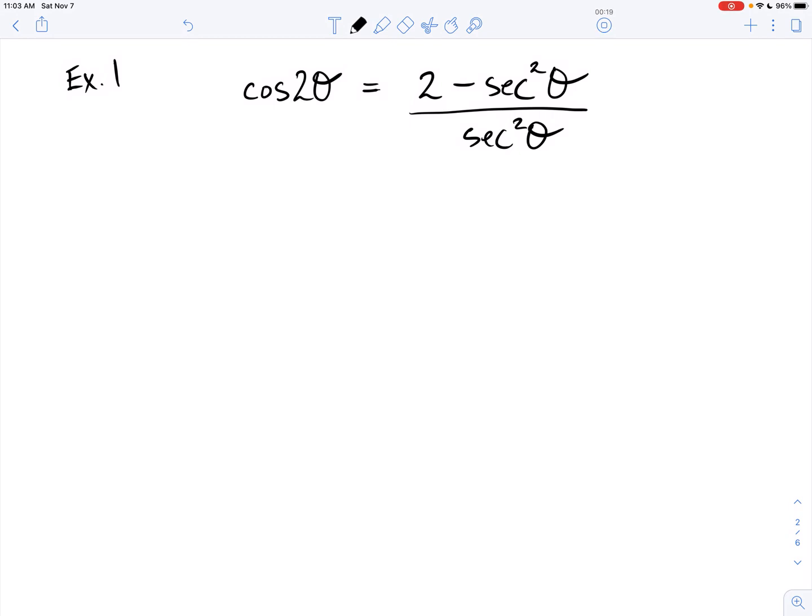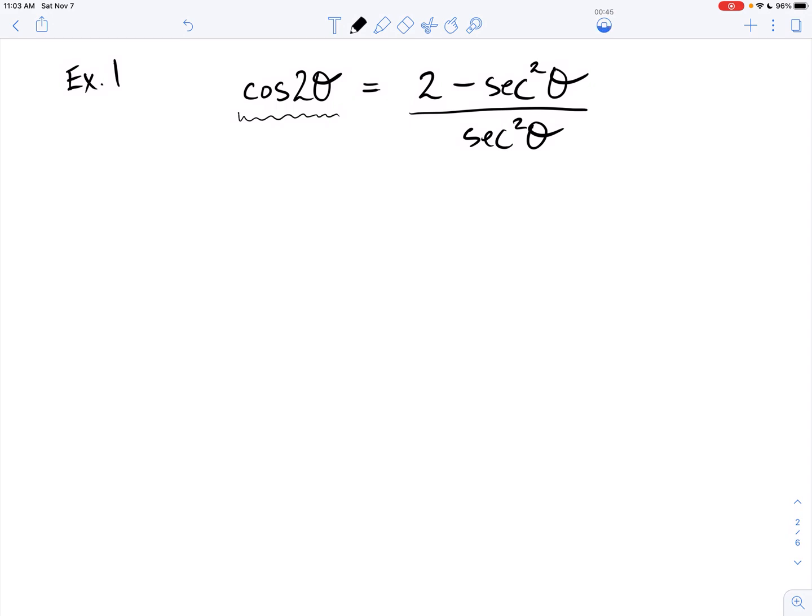See, when it comes to something like cosine 2 theta, we used to have to do it the old-fashioned way and write, well, that means cosine of theta plus theta. Then we'd have to expand it out, etc. But now we know better. I'm going to erase all that information and say, we know better.